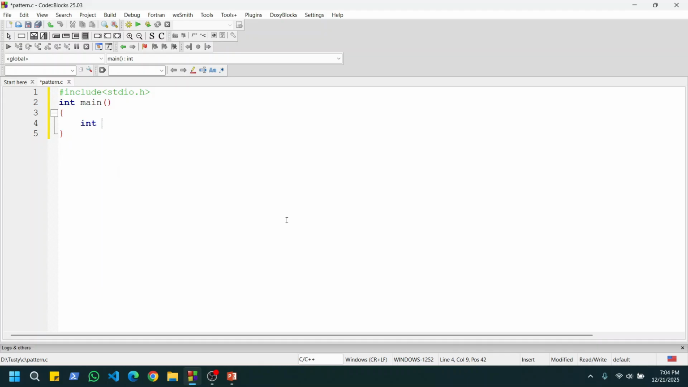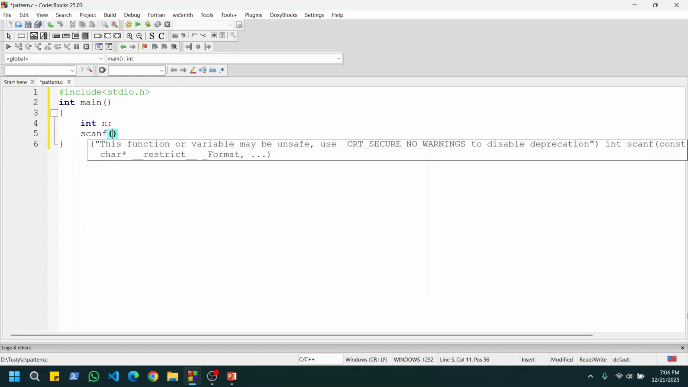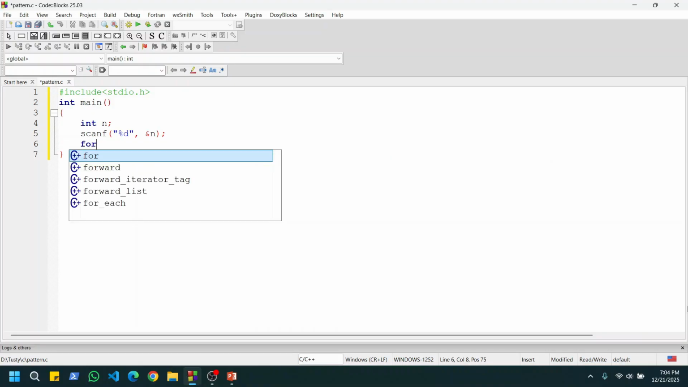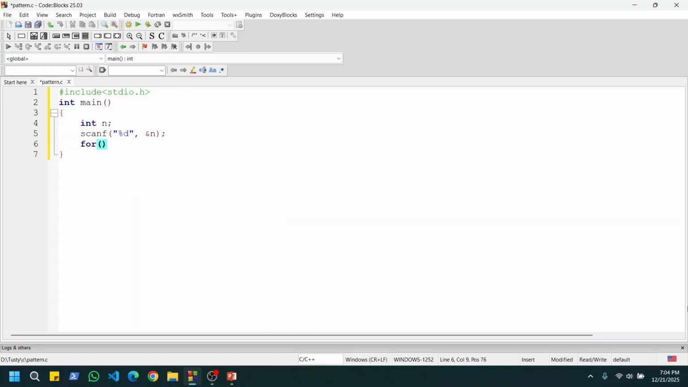At first, we take a number n from the user. This n number decides the height of our pattern. Now look at the inner loop.